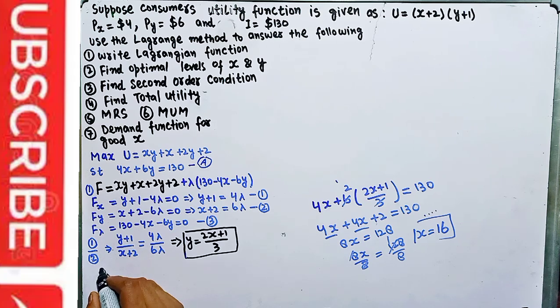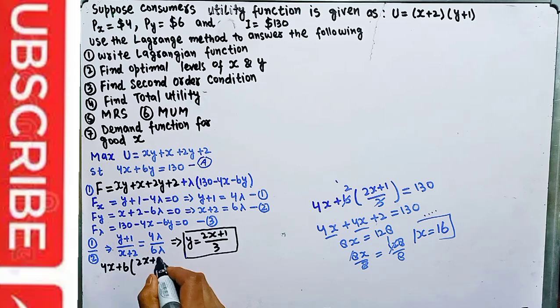Let me write it here: 4x plus 6, the value of y is 2x plus 1 upon 3, is equal to 130. When we solve this, as I have done here, we got the value of x equal to 16. This is the optimal value of good x.